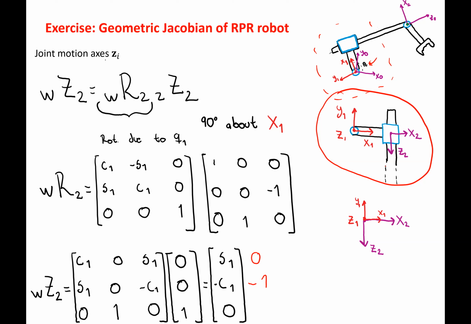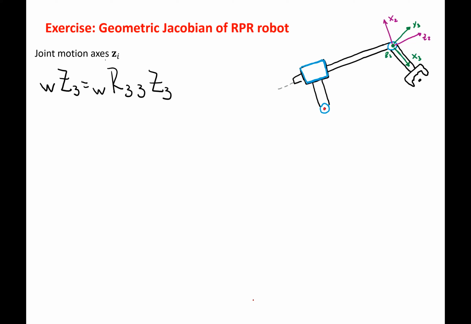So if you are in doubt whether your computation was correct, you can always substitute values of the angles, and then you need to see that it coincides with that specific condition that you're assigning. And then we have the 0 here. Okay, so let's move on to Z3.